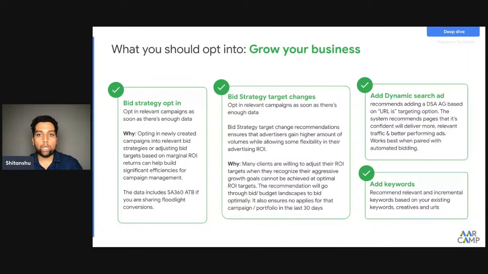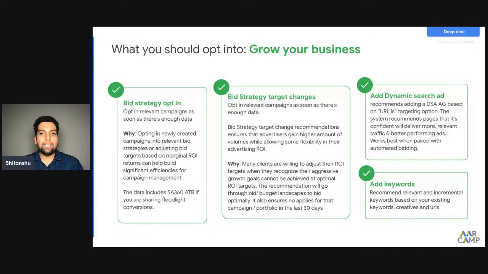You can also choose to auto apply add dynamic search ads. Now, I advise you to decide if your website is appropriate and if your client's business is an appropriate fit for this dynamic search ad. And if so, you can choose to auto apply add dynamic search ad. This will automatically create a DSA ad group based on URL targeting for those campaigns where there is an opportunity of adding DSA and that DSA can generate additional conversion.